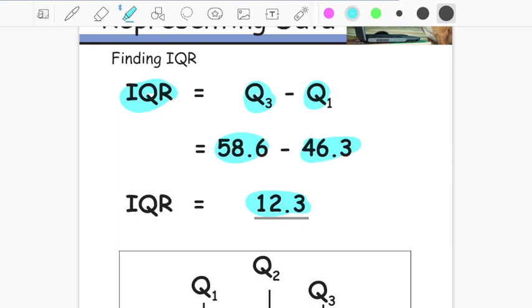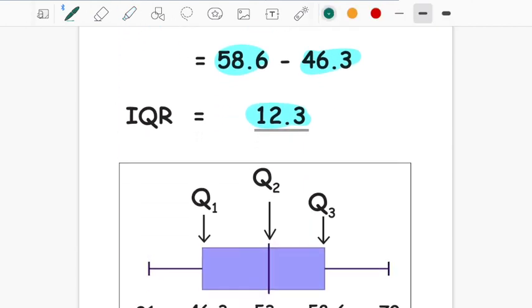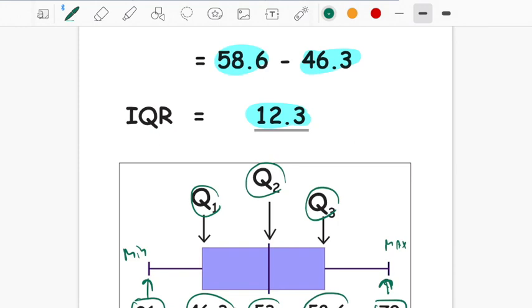Then finally, I can ask you to plot the box and whisker. So the minimum value here is 31. So write that out, the min. The maximum value given to you is 70. This is max. And then write the value of Q1, which is 46.3, Q2, which is 53, Q3, which is 58.6.